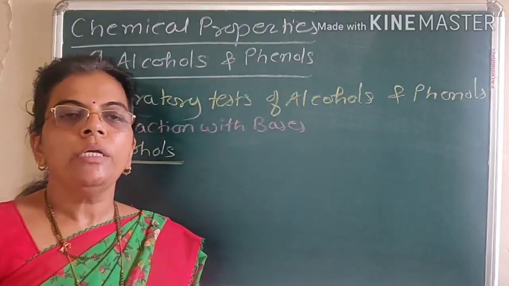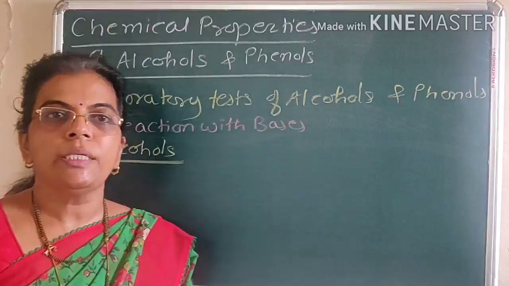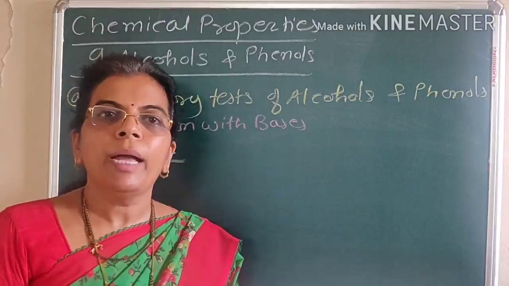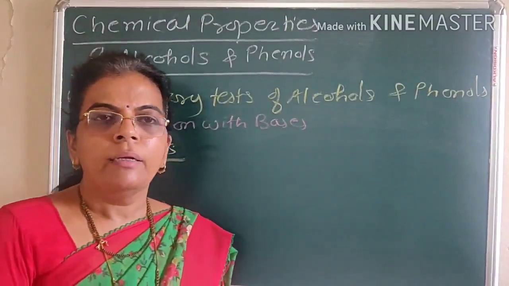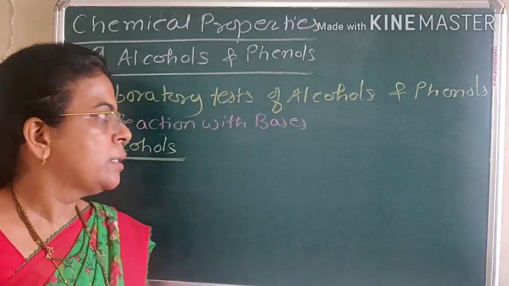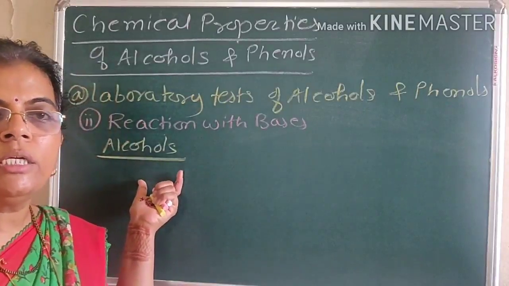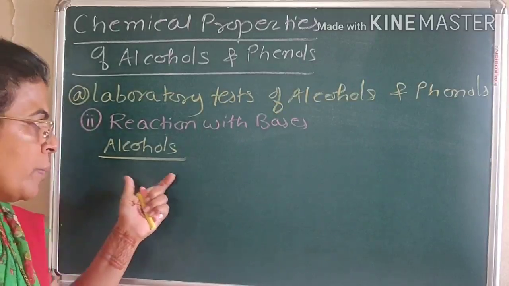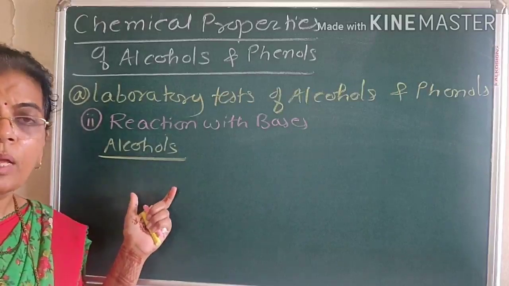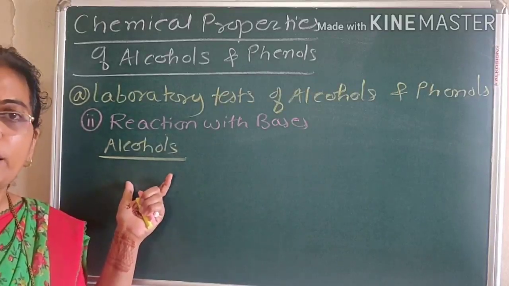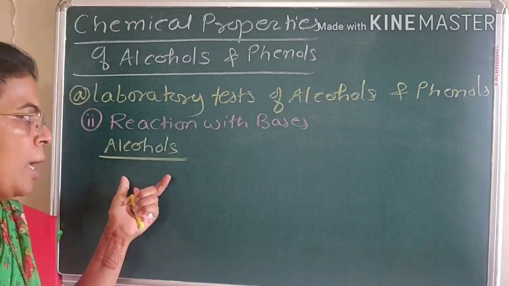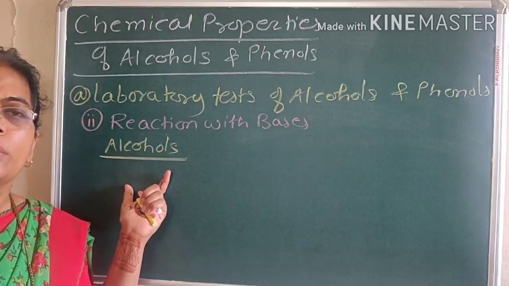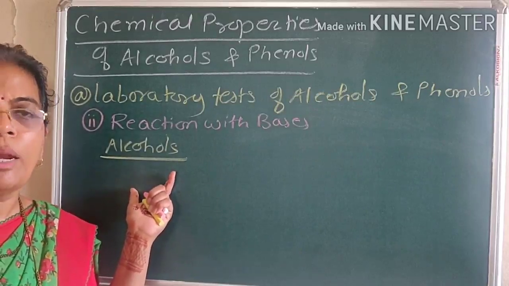Now we are going to see reactions of alcohol with bases, that is NaOH or KOH or sodium carbonate or sodium bicarbonate. We have seen with the litmus test that these alcohols are neutral in nature, that is they do not change the color of litmus paper. These alcohols do not show acidic or basic nature, that is they are neutral, and therefore they do not react with NaOH or KOH or sodium bicarbonate or sodium carbonate.